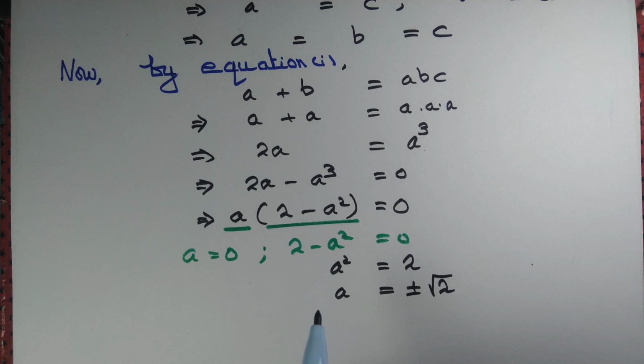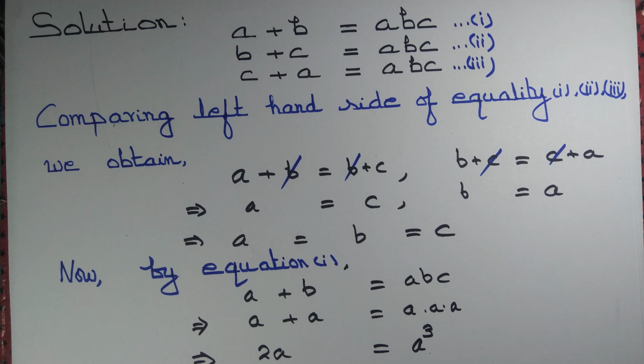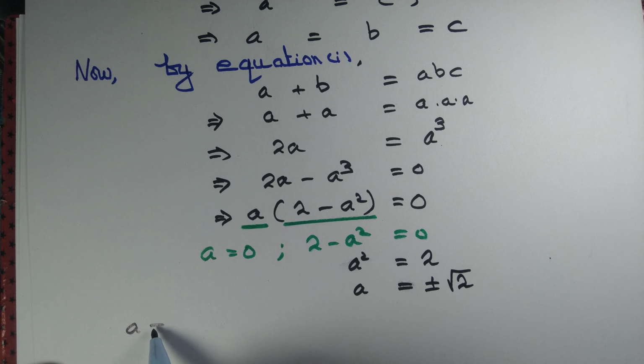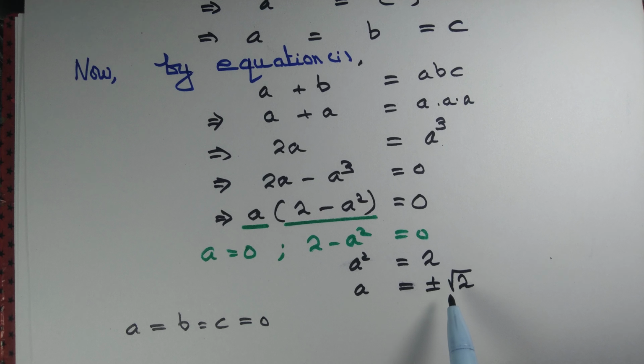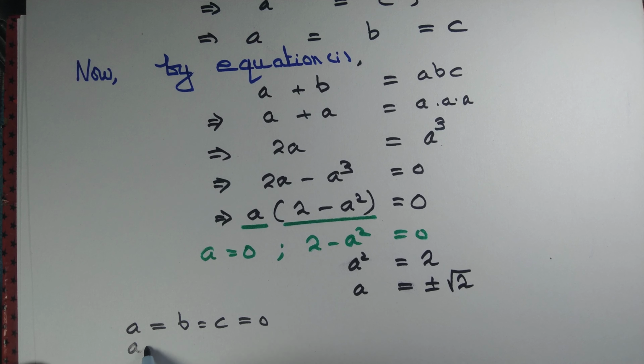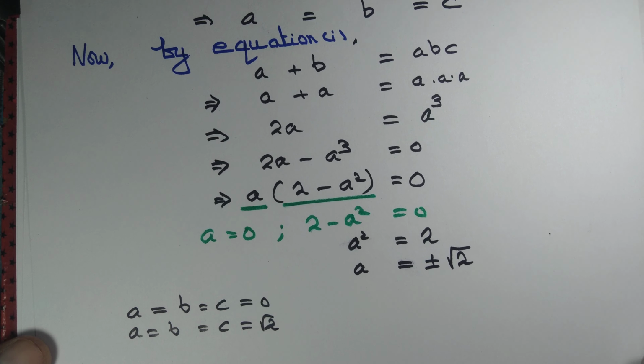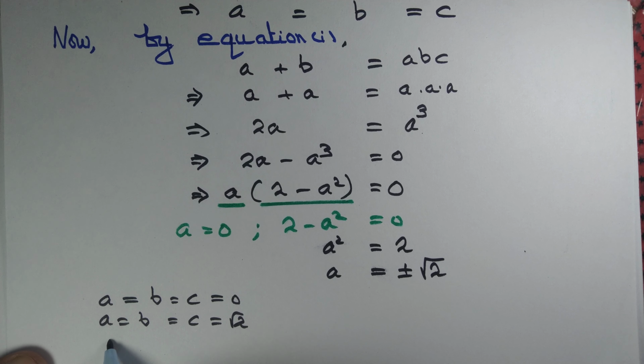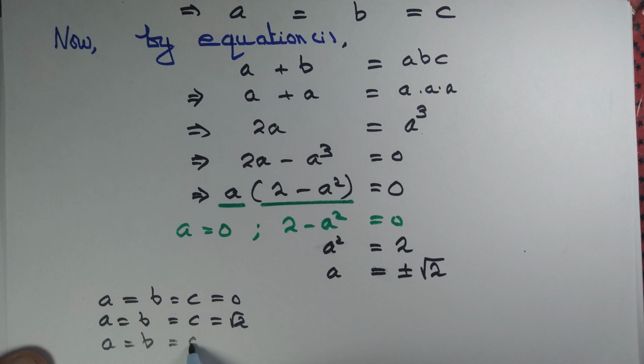If a equal to 0, you see that once again a equal to b equal to c. All the three values must be equal. So if a equal to 0, then we are forced to say a equal to b equal to c equal to 0. If a equal to root 2, then b also has to be equal to root 2 and c also has to be equal to root 2. And lastly, if a equal to minus root 2, then b also has to be equal to minus root 2 and c also has to be equal to minus root 2.